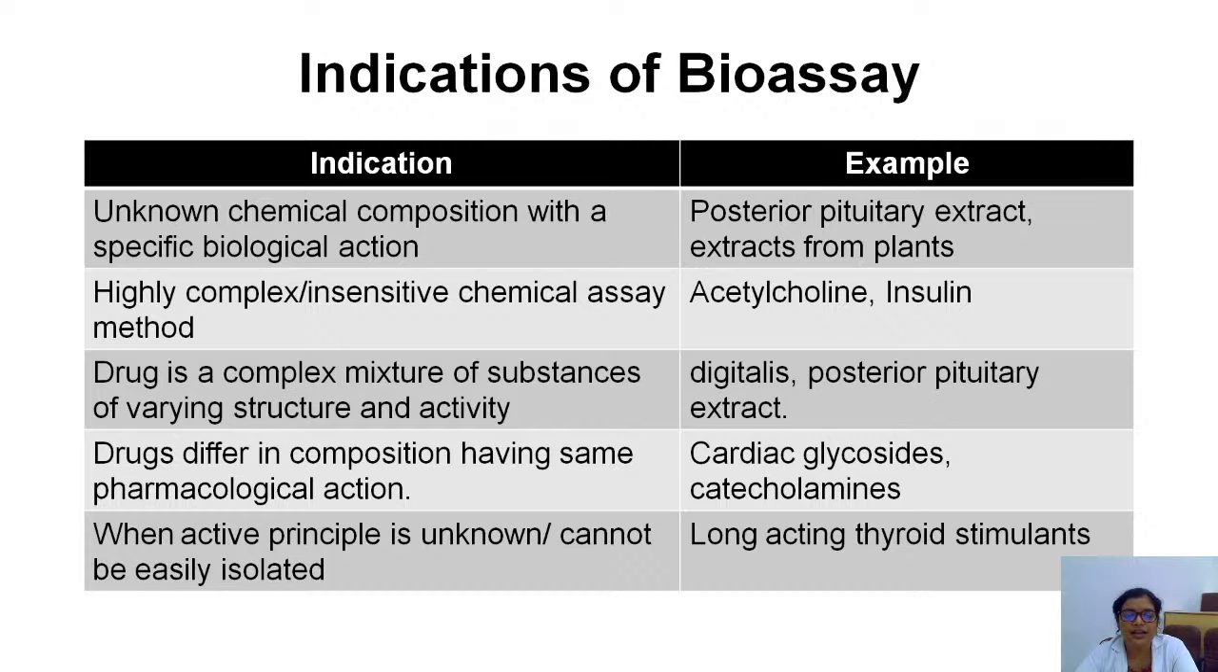But there can be examples where drugs differ in their composition but have the same pharmacological action, because at the end of the day we are concerned with the activity of the drug. What it is made up of may be different substances. For example, cardiac glycosides can all be different types of glycosides. It is not relevant to measure the concentration of such substances. What is important is what effect they are producing in the body. So in such cases also bioassay is the method of choice, because they have the same pharmacological action.